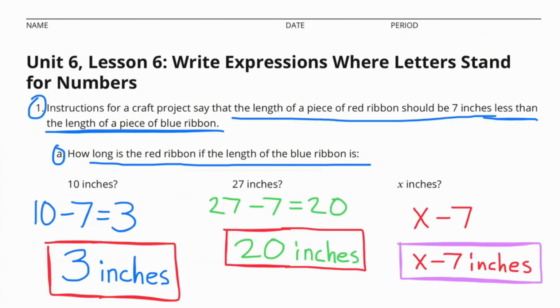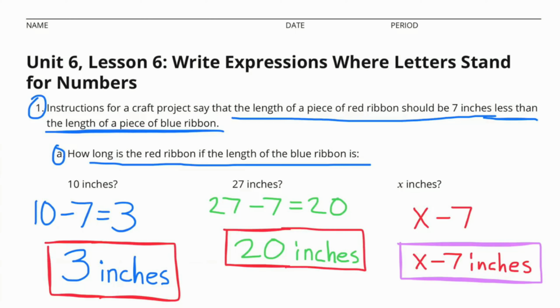Number 1. Instructions for a craft project say that the length of a piece of red ribbon should be 7 inches less than the length of a piece of blue ribbon. A. How long is the red ribbon if the length of the blue ribbon is 10 inches? 10 inches minus 7 inches is 3 inches. 27 inches. 27 inches minus 7 inches is 20 inches.